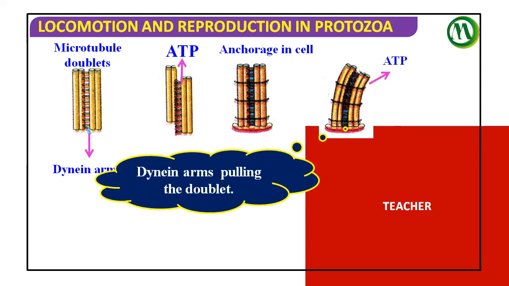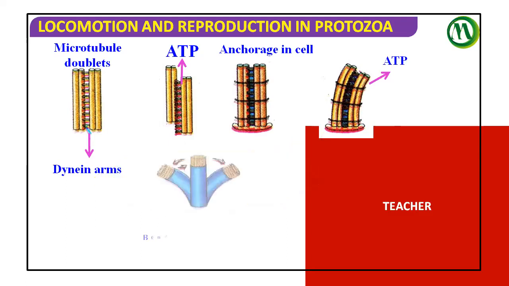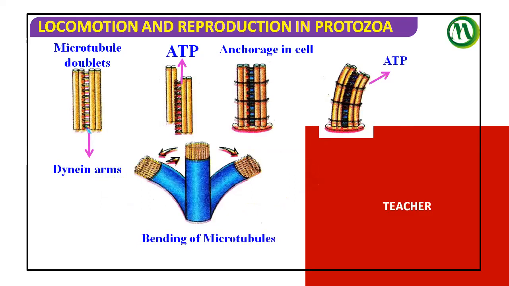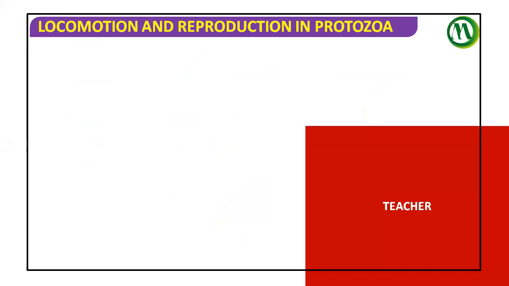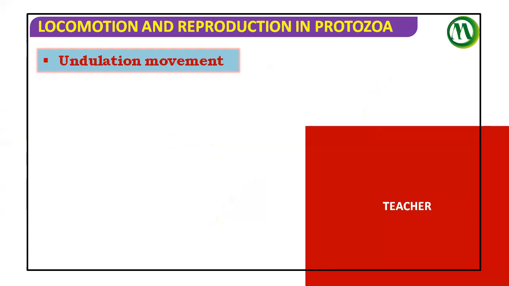The dynein arms are pulling the doublet like this. This is the text diagram here. At whichever side they want to pull, that kind of action will go on. This is the normal condition. The bending on the right side or bending on the left side, these are all going to play a vital role in both ciliary and flagellar locomotion. That's why, before we go to flagellar and ciliary locomotion, we came across that particular bending movement.